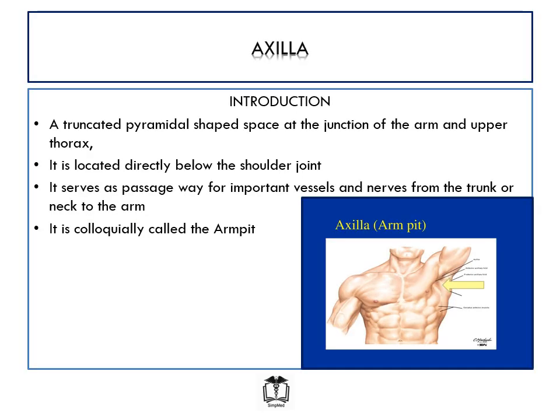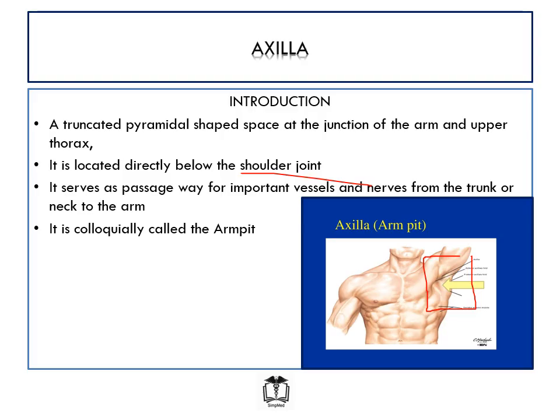One of the very important spaces of the upper limb is the axilla. The axilla is typically known as the armpits in colloquial terms. It is a truncated pyramidal shaped space found at the junction between the arm and the upper thorax, and it tends to be found just directly below the shoulder joint.